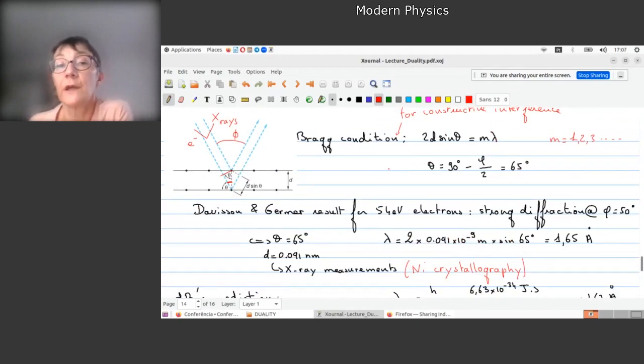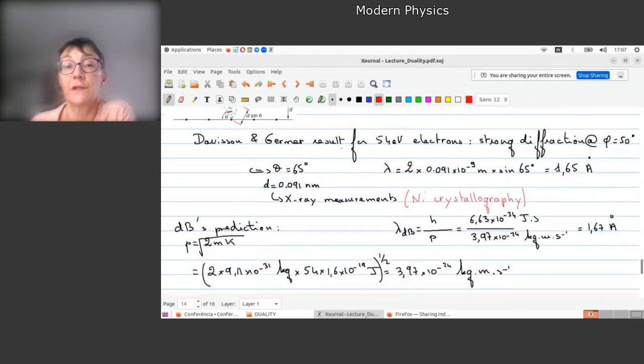If it were X-ray, what would be the wavelength of the X-ray? This is twice d sine 65 degrees, and the answer is that the wavelength would be, if it were an X-ray, 1.65 angstrom. Well, it was not X-ray.